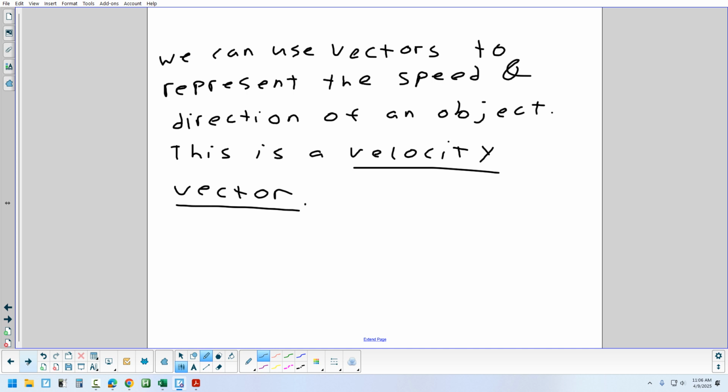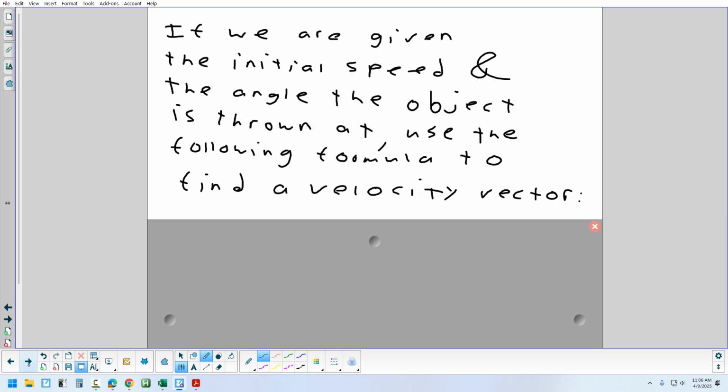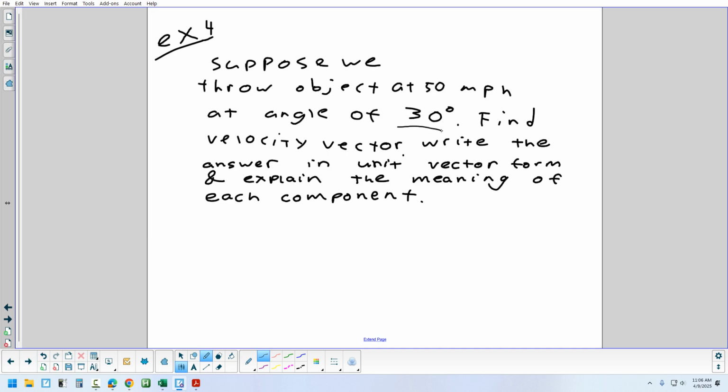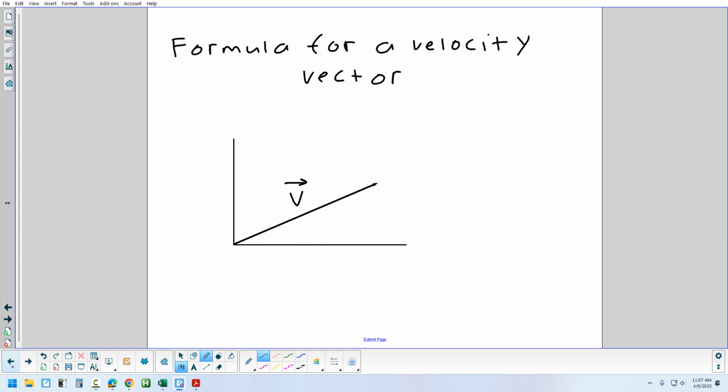How do you think we're going to describe direction? What do we use in math a lot to describe the direction of something? Degrees. We use an angle. So we're going to know some kind of angle that the object is thrown at, and we're going to know the speed that the object is thrown at. But those 2 pieces of information are not the vector. It's the speed the object is going at an angle. So we got to break that up into a vector. So how are we going to do that?